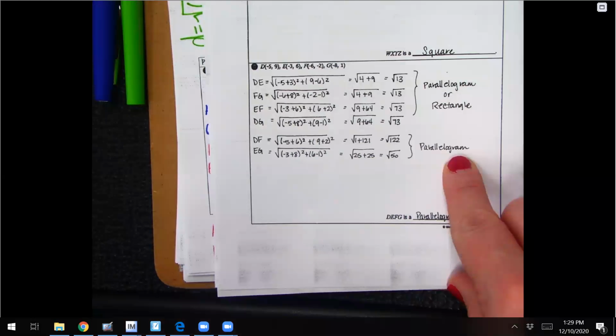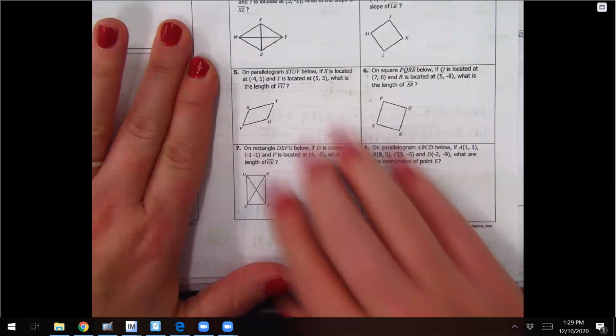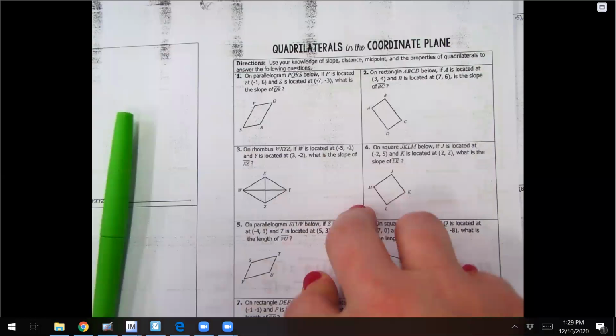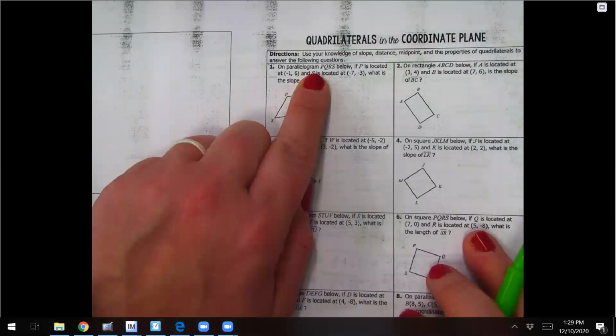Cool. All right. So now let's go back to the back page. And you've got this little section. Okay, so this is still dealing with ordered pairs and identifying the specific shape. It's telling you what shape it is, and then you have to identify what's going on. So if I look at number 1, it says parallelogram PQRS. P is located at -1, 6, and S is located at -7, -3.